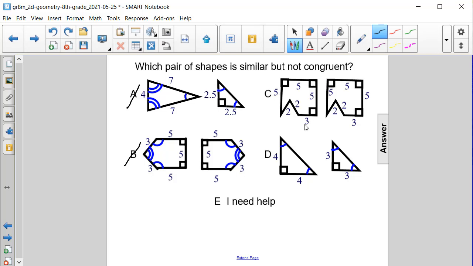We have 3 right angles, and we have longer sides of length 5, and we have shorter sides of 3, 2, and 2. And the other one next to it has the same qualities. So again, these 2 polygons are congruent, so we can rule out that answer choice. Now let's look at answer choice D.